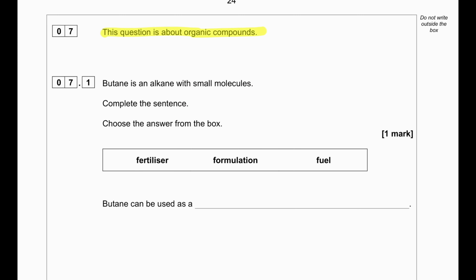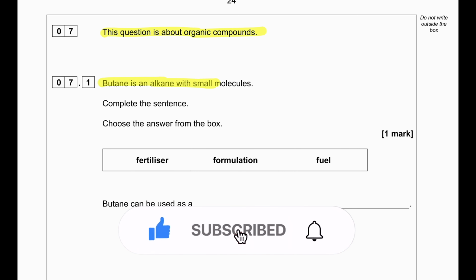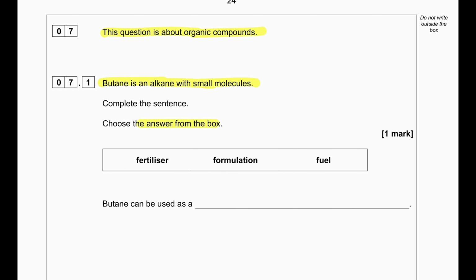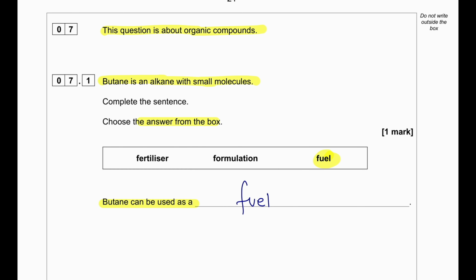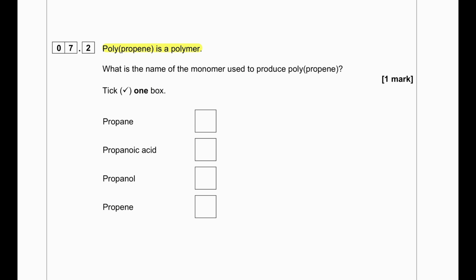This question is about organic compounds. Butane is an alkane with small molecules. Choose the answer from the box. Butane can be used as a fuel. Typically, we use butane for household cooking as a cooking gas. Polypropene is a polymer. What is the name of the monomer used to produce polypropene? The name is within the molecule, which is propene.